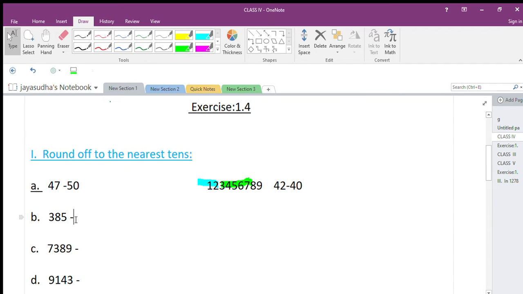So be clear about that. You want only the nearest tens. There is also a hundreds place here, so you don't touch the hundreds place. You write it as it is. Now move on to the tens place. You want to round off the tens place, so look at the ones place. It is 5. 5 and above means what?